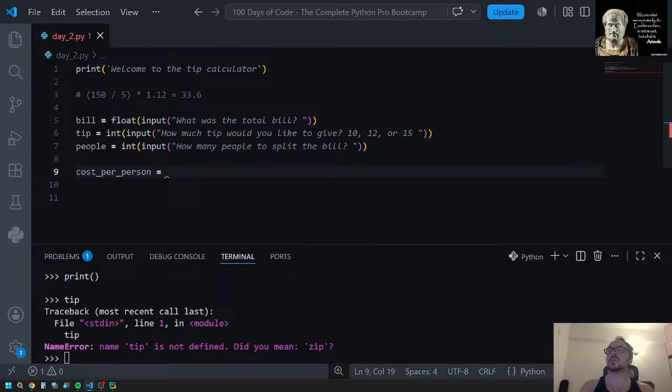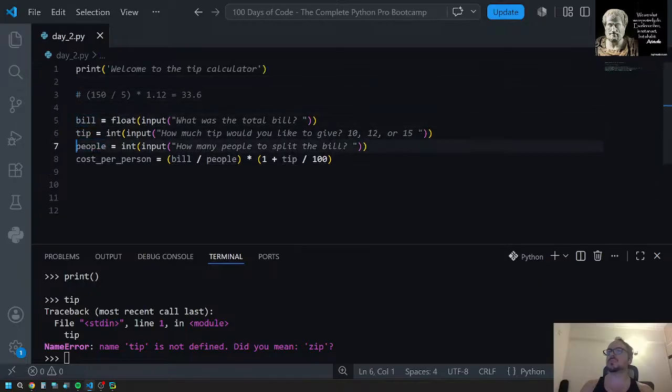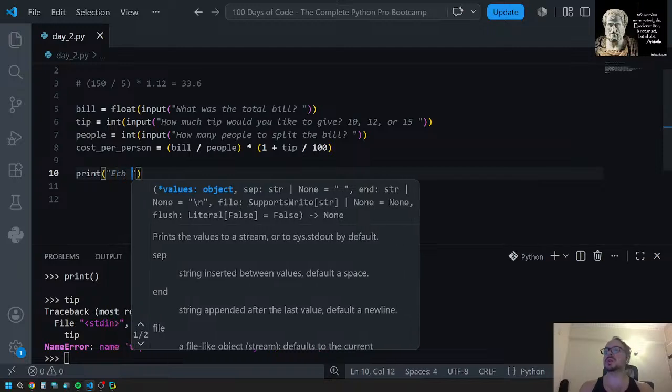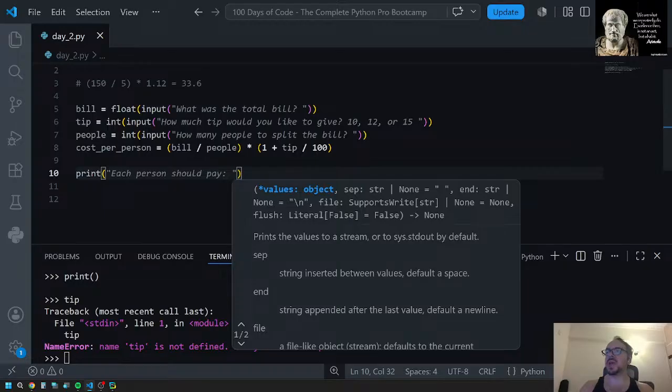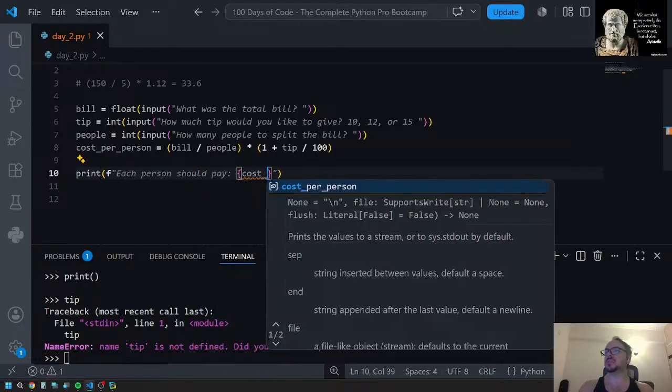Cost per person again is going to be the bill divided by the number of people. To that, we're going to add the percentage. So that's going to be 1 plus the percentage, which in this case is tip, divided by 100. And that's it. And finally, the demo said each person should pay. So each person should pay. It's going to be a formatted string, and each person should pay cost per person.